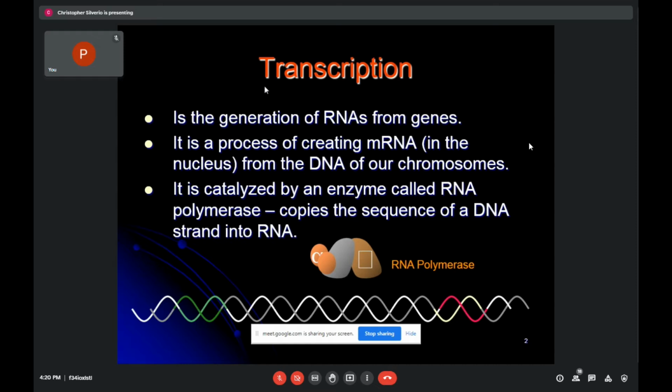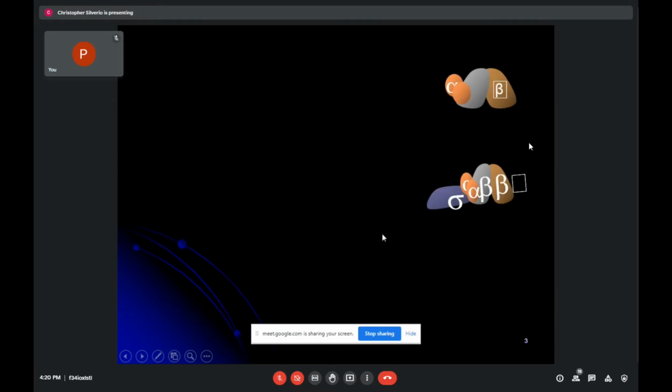Remember, class, that in the transcription process, the enzyme involved is called RNA polymerase, whereas in DNA replication, the enzyme that is involved is DNA polymerase. And this is the RNA polymerase.